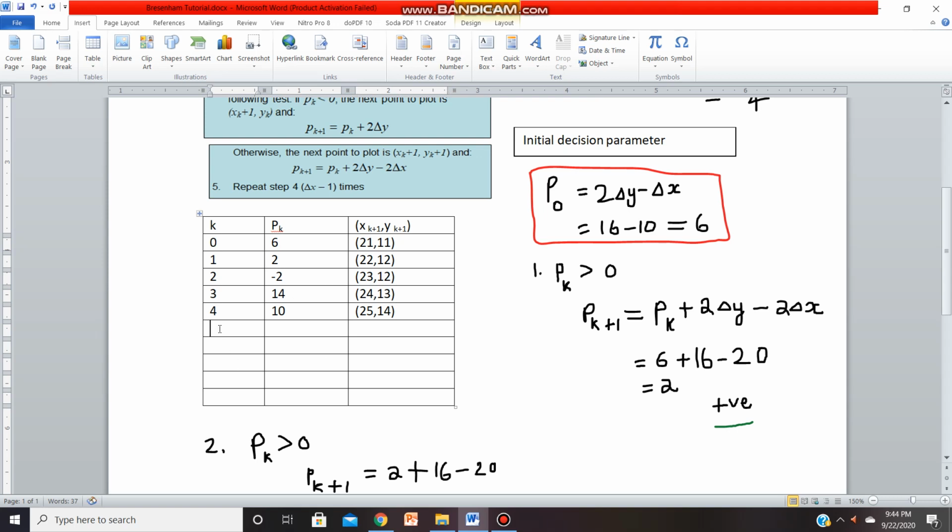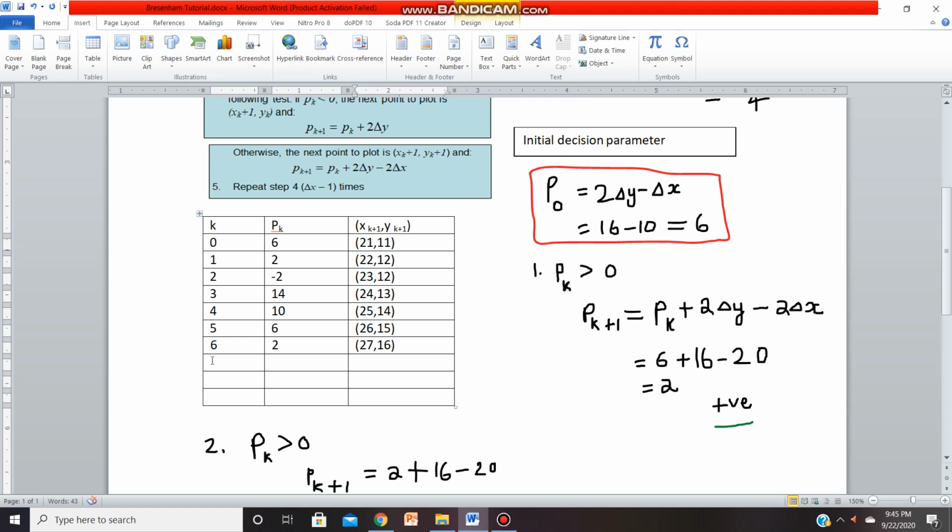So for k is equal to 5, I had calculated the value as 6, and since it is positive, what will be the next value? It will be 26, 15, and I can see that the next value calculated was 2. So this is going to repeat from here, 2 minus 2 and so on. So next will be 6, and the pk value will be 2 and you are going to get the pixel position as 27, 16.